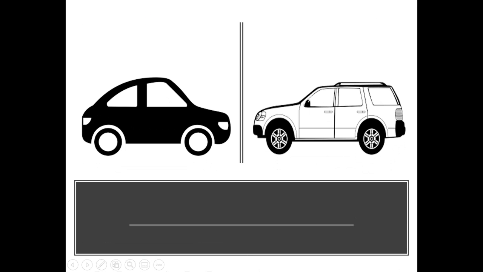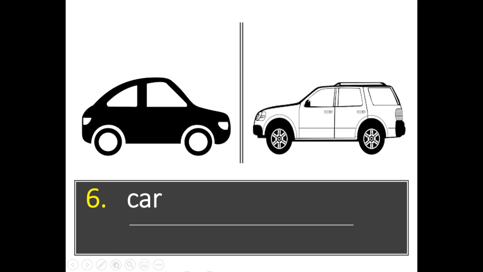Number 6, what do you notice or see? Well, in the first picture, I notice a black car, a small car. And in the next picture, I also notice a car, but it looks a little bigger. It has 4 doors instead of 2. So how are these pictures the same or similar? Well, they both show a car.